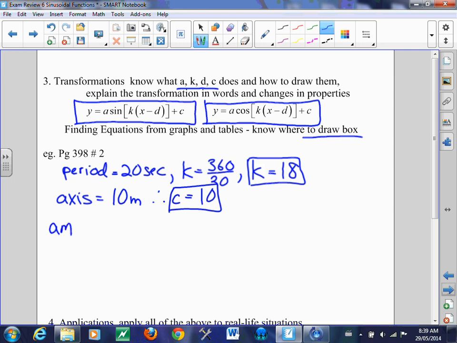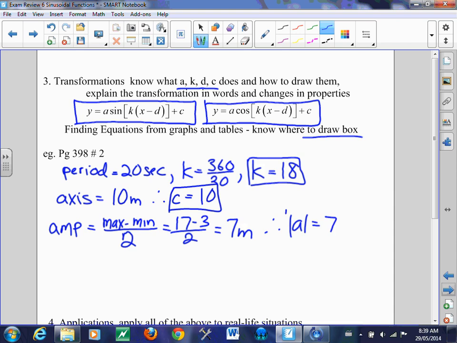So the amplitude, ladies and gentlemen, equals the max subtract the min divided by 2. So the max is 17, subtract the min, which is 3, divided by 2, so that equals 7 meters. Therefore, the absolute value of A, we haven't discussed if it's negative or positive yet, equals 7. So we're going to come back to that in a minute.